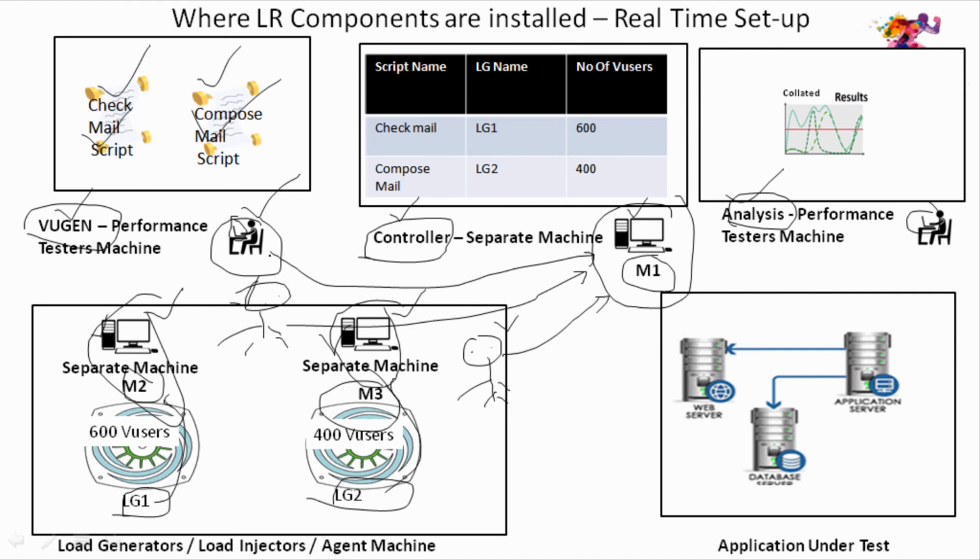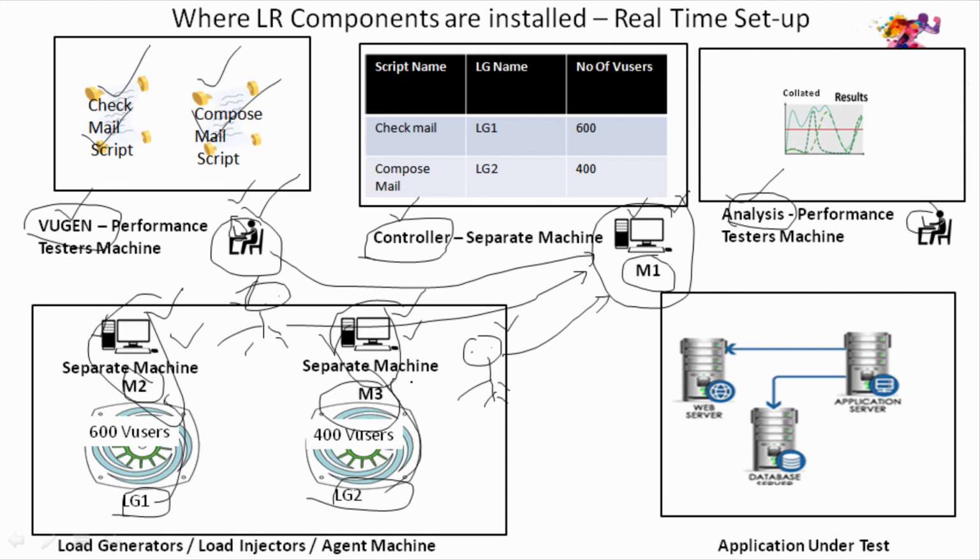To give a quick recap of everything that we have discussed, VUGen and the analysis will be installed on the performance tester's machine, the controller on one dedicated machine, and the LGs on dedicated machines. If you have two LGs, two dedicated machines separately. So this is what a real-time setup needs.